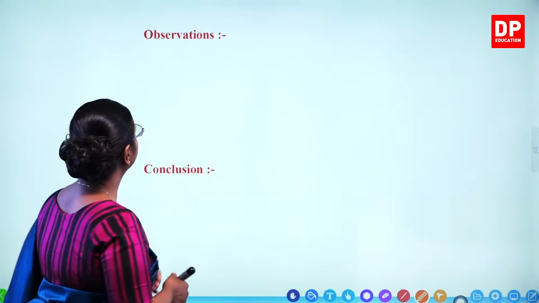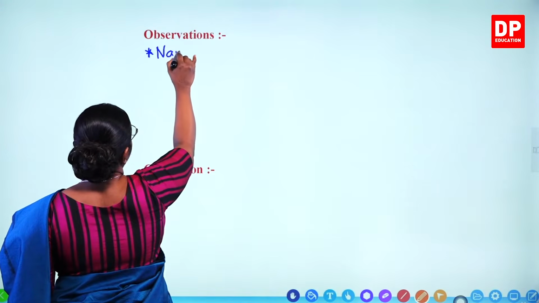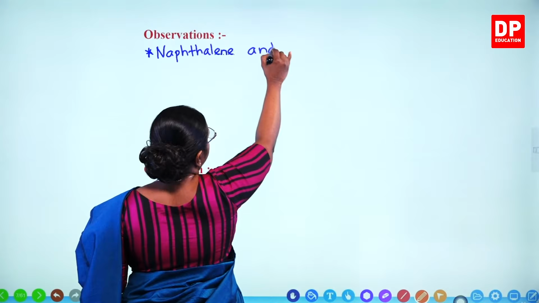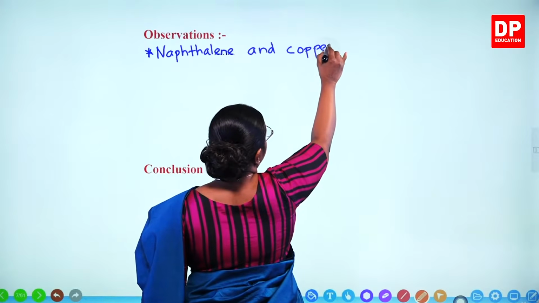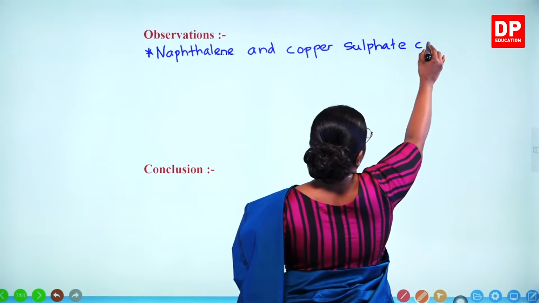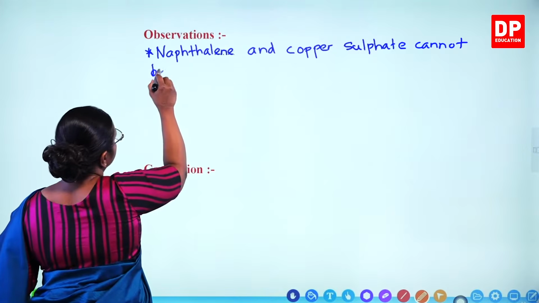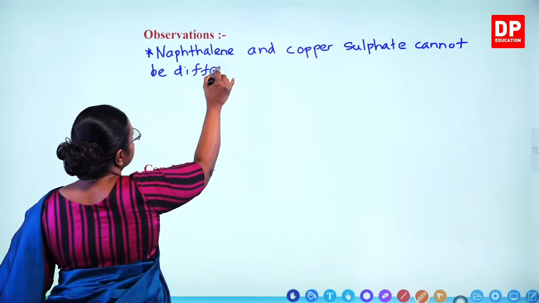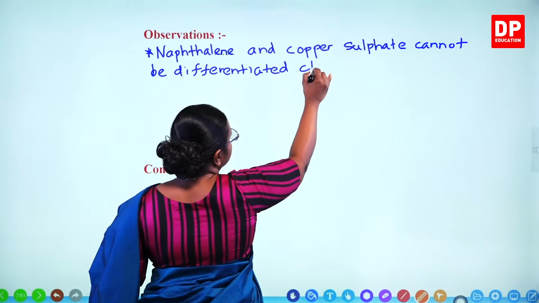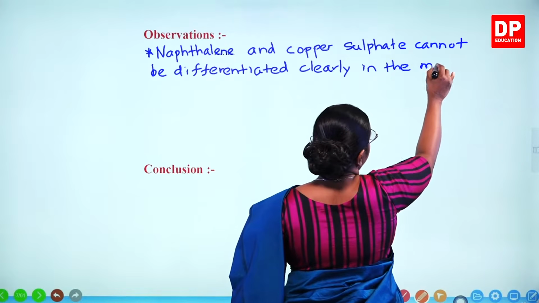First, we will write down the observations. Naphthalene and copper sulfate cannot be differentiated clearly in the mixture.